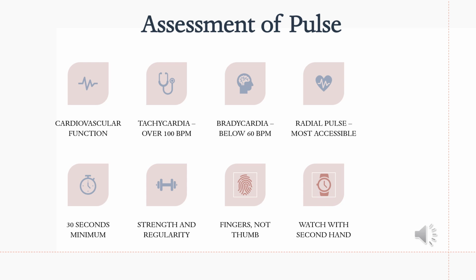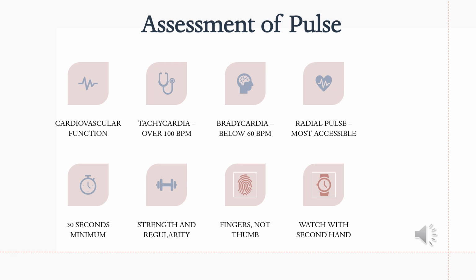The pulse should be counted for a full minute because you need to find out the strength and regularity of it. A person's heart rate might skip a beat every 40 seconds, and you would miss that if you only do a 30-second count and multiply it by 2 to find the rate.